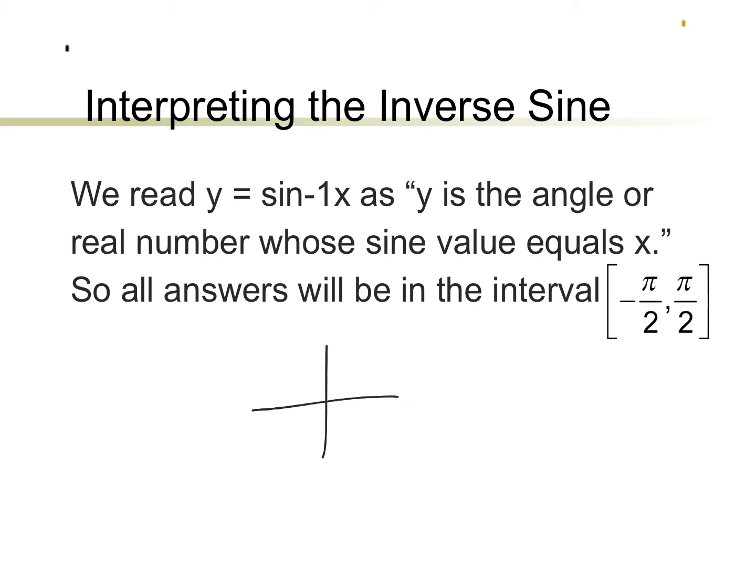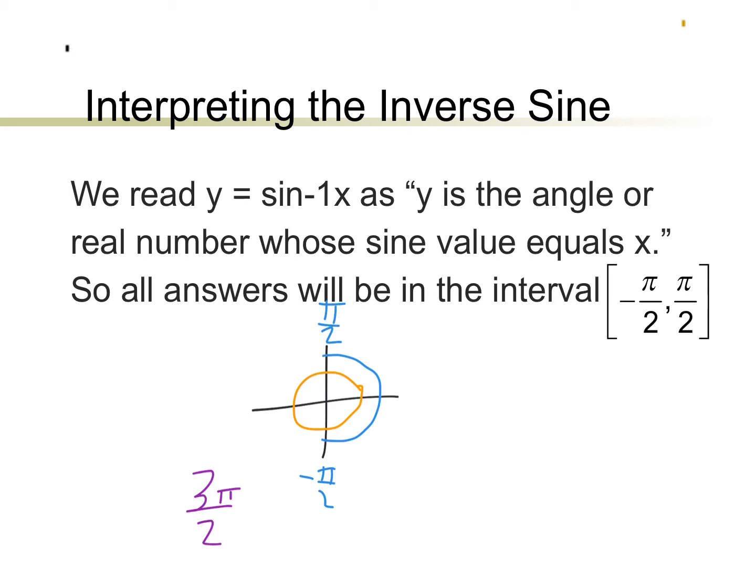Unit circle sketch. That means all of our answers are going to run from negative pi over 2 all the way over to pi over 2. And I know, some of you might be thinking, wait, that down there, that's not negative pi over 2, that's actually 3 pi over 2. Well, you're right. But it's 3 pi over 2, and it's negative pi over 2.